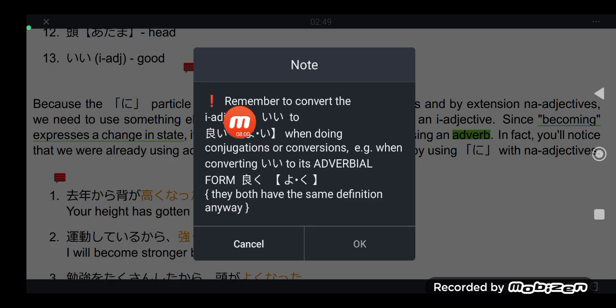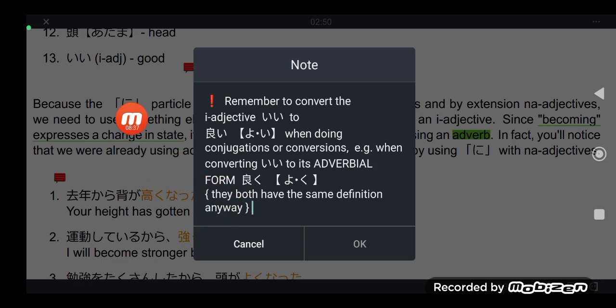Convert it to yoy. Anyway, they have both the same meaning. E and yoy have both the same meaning. But when you're doing conversions and conjugations, the e has to be converted to yoy. When you conjugate e, it becomes yoku, because what is the adverbial form of e? First convert it to yoy, drop the rightmost e and replace with ku. So the yoy becomes yoku.